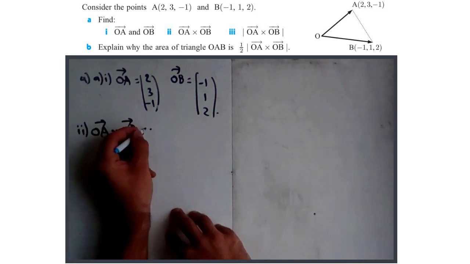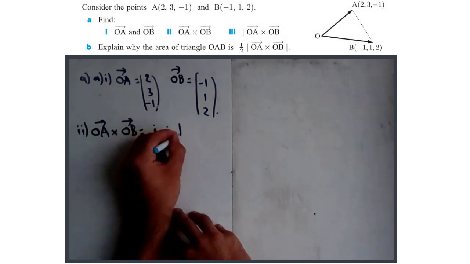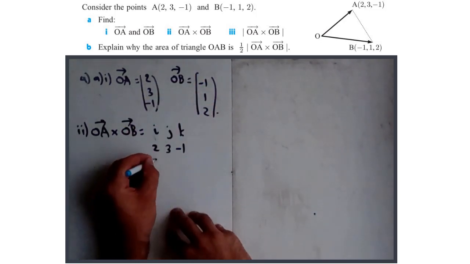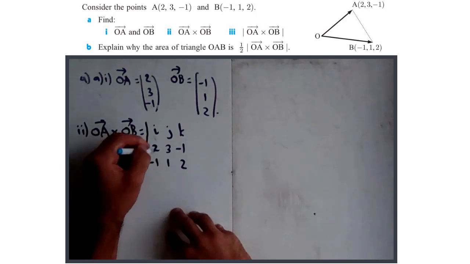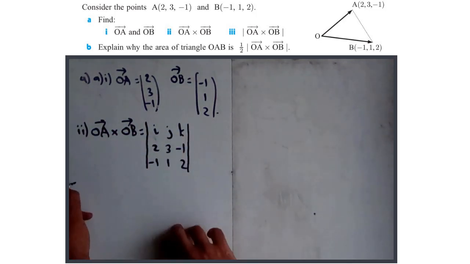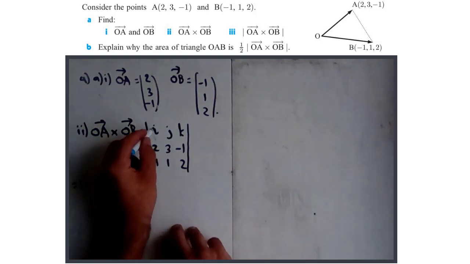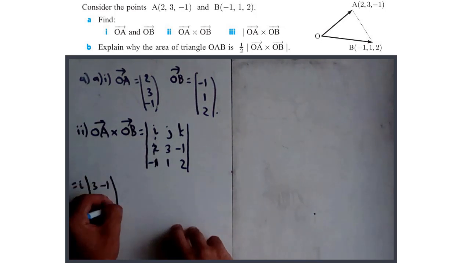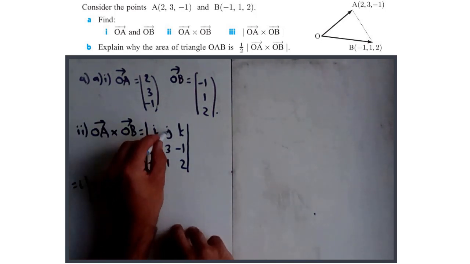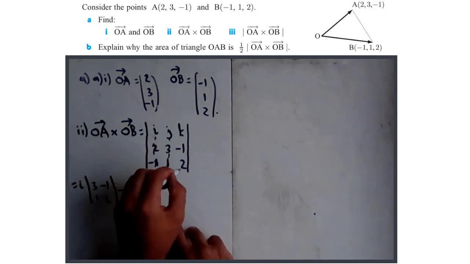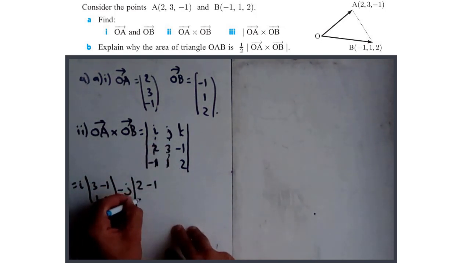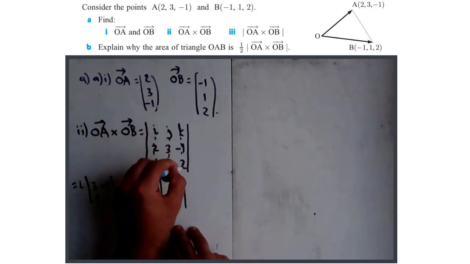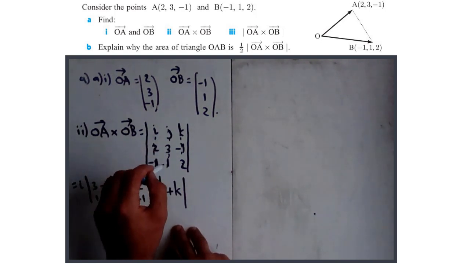that is going to be the determinant of i, j, k, 2, 3, minus 1, minus 1, 1, 2. So that equals i times the determinant of 3, minus 1, 1, 2, minus j, always minus j, the determinant of 2, minus 1, minus 1, 2, plus k times the determinant of 2, 3, minus 1, 1.